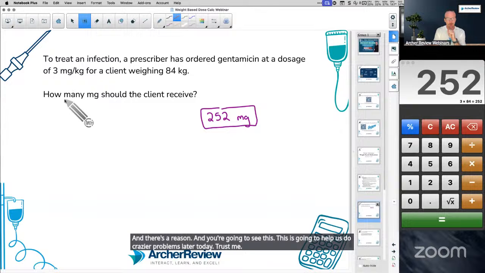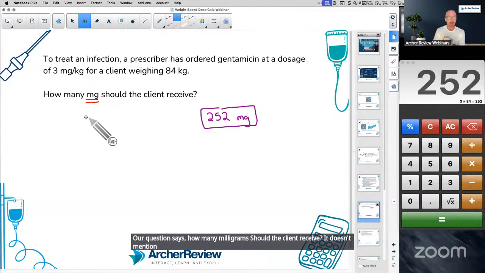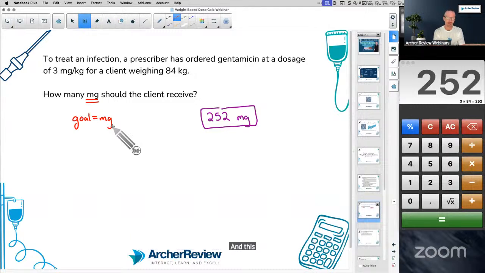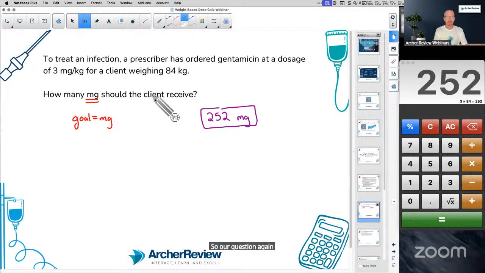Trust me. Our question says, how many milligrams should the client receive? It doesn't mention per dose or per day, but I like to call this our goal. Our goal is how many milligrams will the client receive? And this is how we start our dimensional analysis. Now, again, I understand the answer is 252, but I want to build up to these crazy problems, and I want to show you the concept of dimensional analysis with these quicker ones first before we move on to the crazy ones.